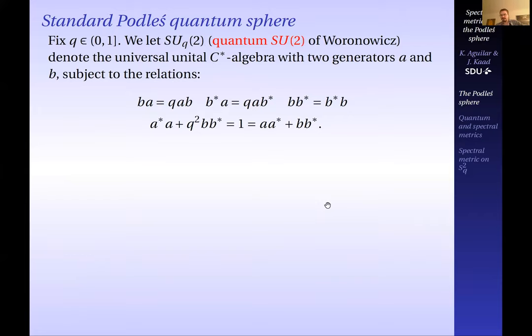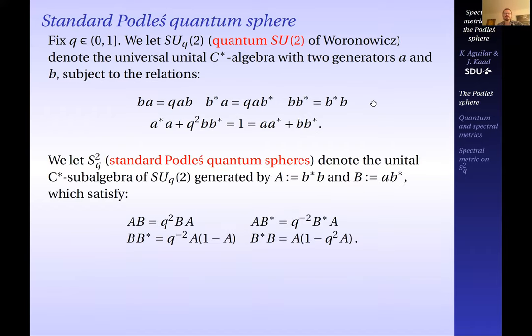All right, so let's define what the Podleś sphere is, if you're not familiar with it. You begin with quantum SU(2) of Woronowicz, SU_q(2). It's a C*-algebra given by these generators here and these relations. In fact, if you have q equals one, you get an isomorphic copy of continuous functions on SU(2). Then you can define the Podleś spheres. It's a special C*-subalgebra of quantum SU(2) given by these elements, capital A here and capital B here, and they satisfy these relations.